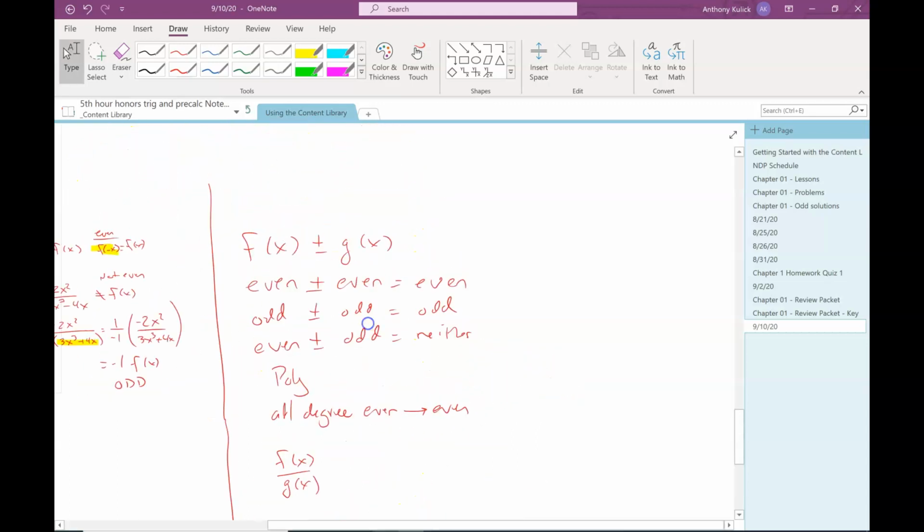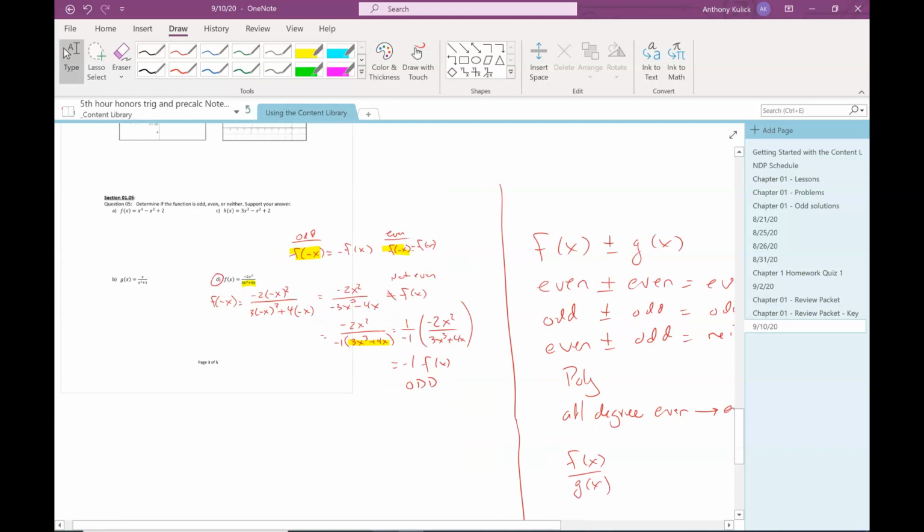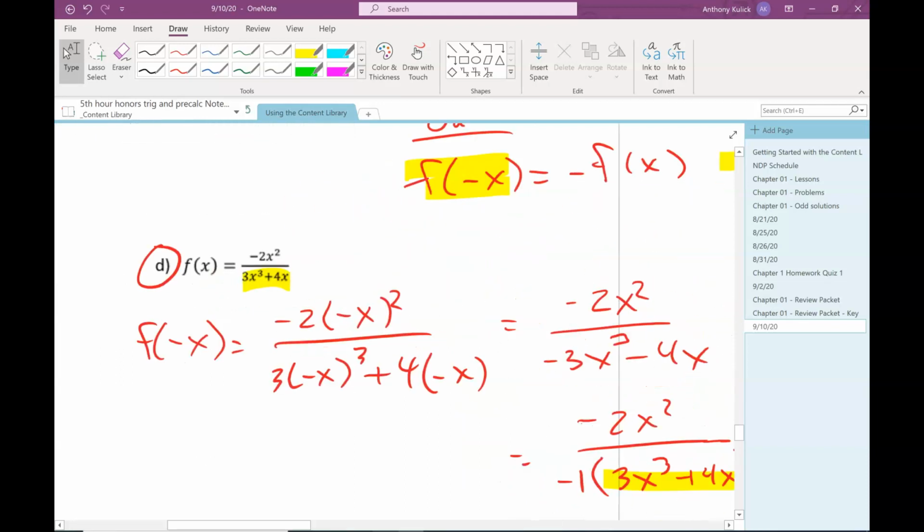So if I go back and look at this question that Haley asked us about, I notice that the numerator is an even function because it's just a polynomial where all the degrees are even. And the denominator is an odd function, right? Because it's just a polynomial where all the degrees are odd. So this is even over odd. It should be odd, which is exactly what we found when we did it algebraically.